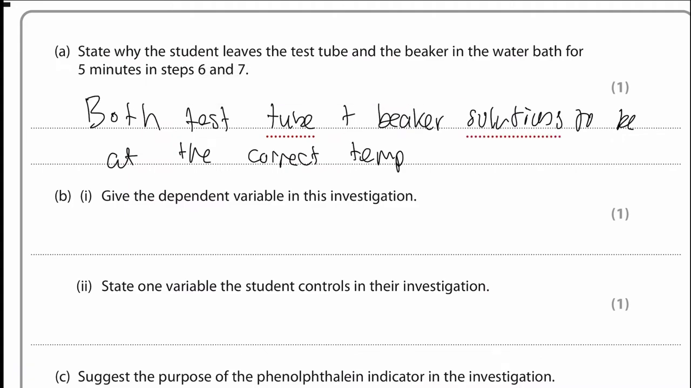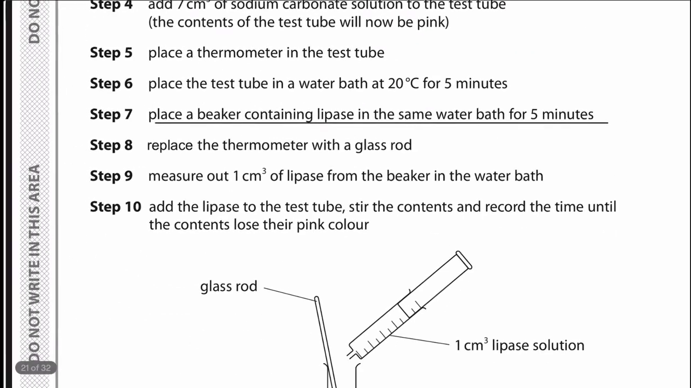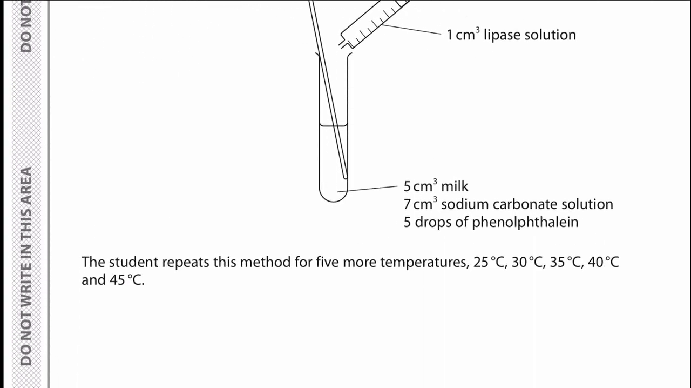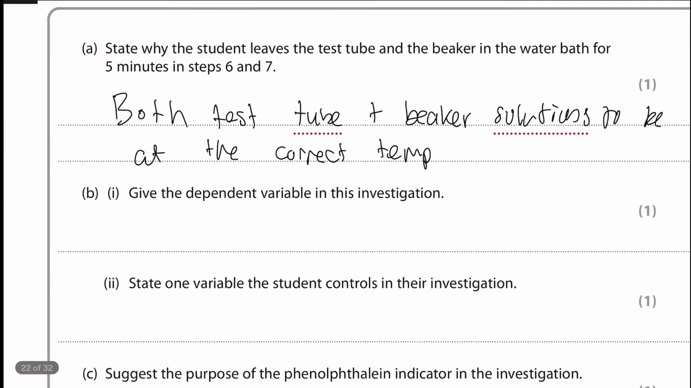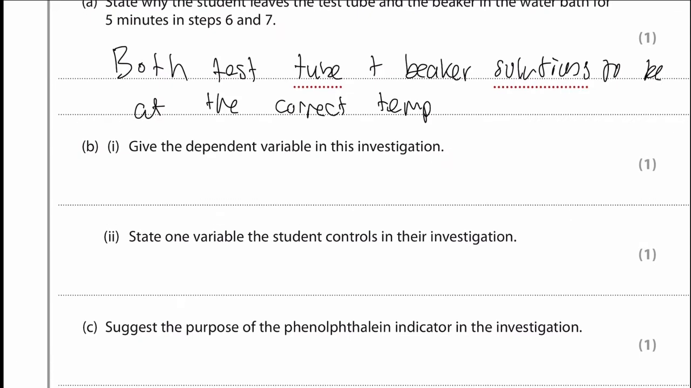Give the dependent variable in this investigation. Let's have a look. It should be in step 10. Stir the contents and record the time until the contents lose their pink color. And yeah, that's essentially what we're measuring. So: time till contents lose pink color. There we go.